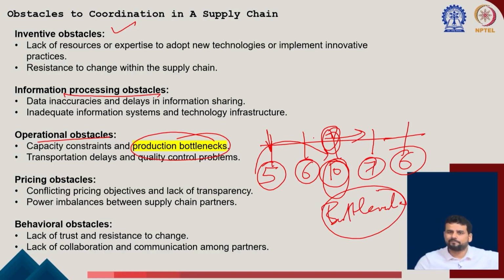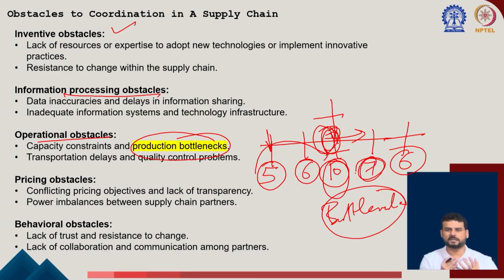So there will be a pile at the end of the semi-finished goods, and maybe we need to smoothen this production bottleneck. We will assign 2 persons sitting on this stage, who can each process in 5 seconds, and we can smoothen the production. The next bottleneck will be the 7 seconds. So how can we remove those bottlenecks? Then transportation delays, quality control problems.